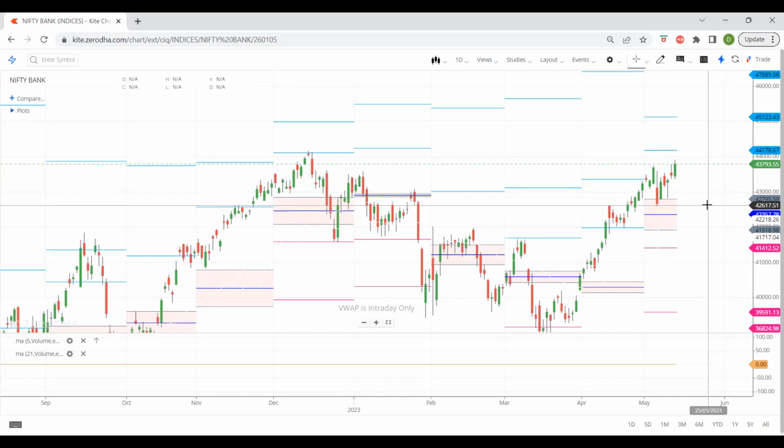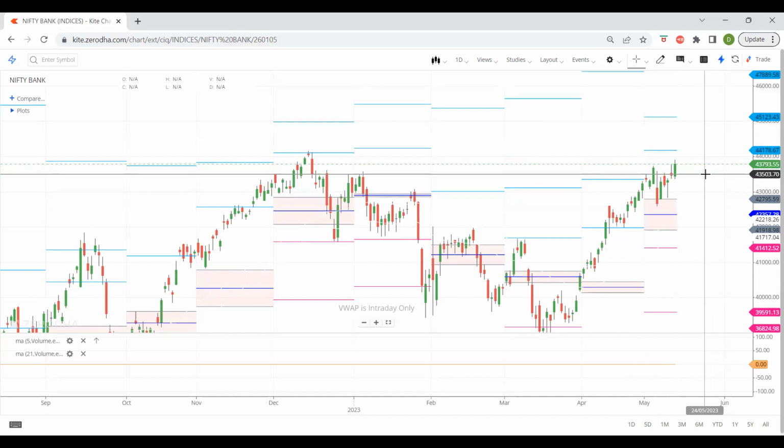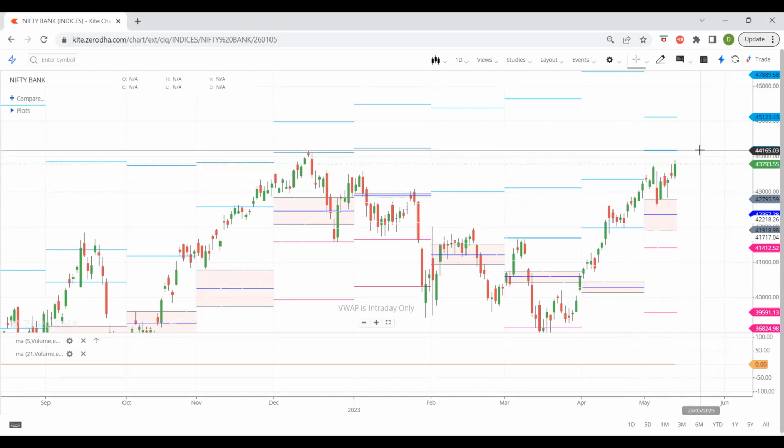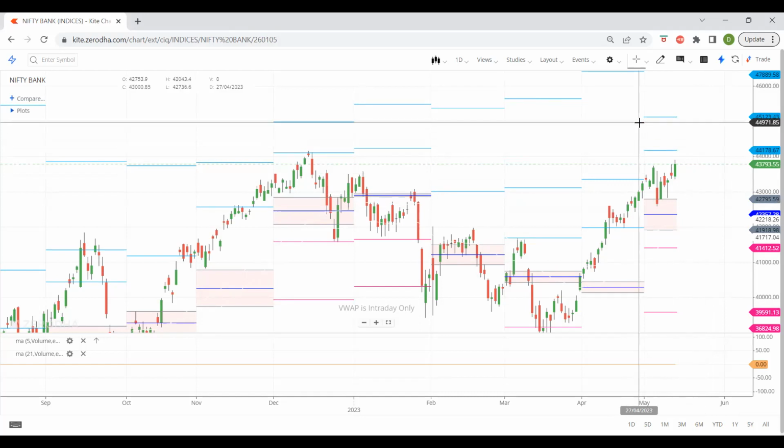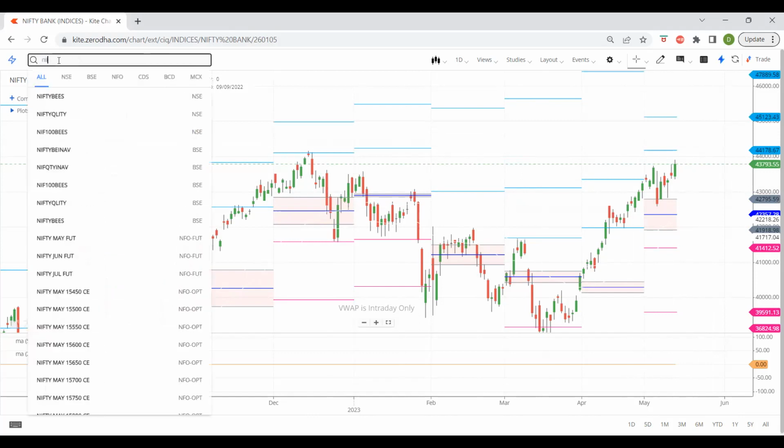So for Nifty to move ahead, it will need a lot of help from the Nifty Bank. And so if Nifty Bank manages to make new highs and move ahead towards 45,000 levels, then of course it will take the Nifty up along with it. Let's see the Nifty IT.